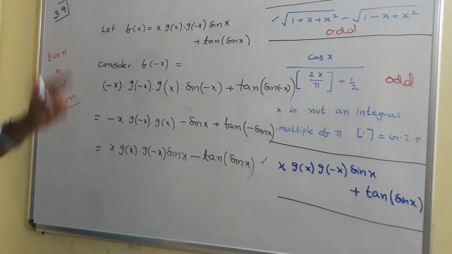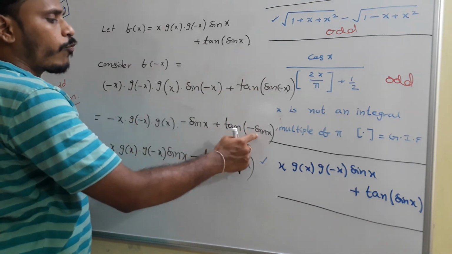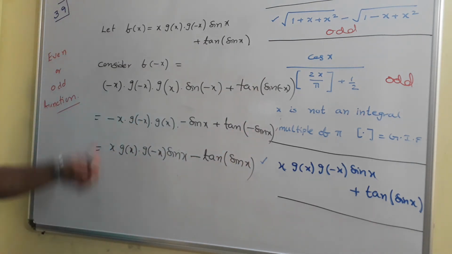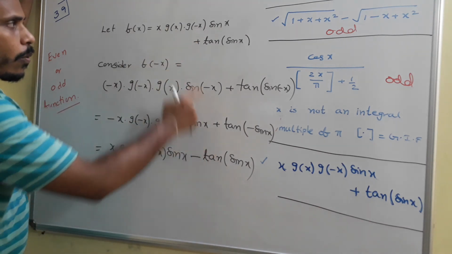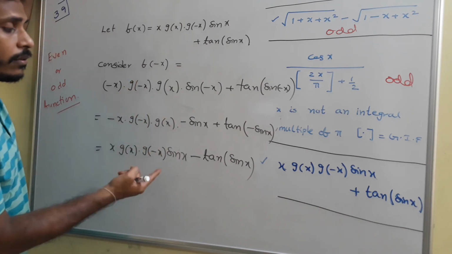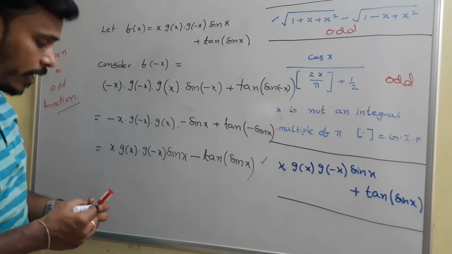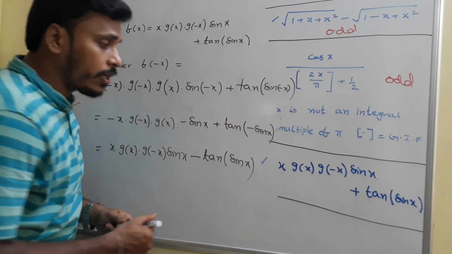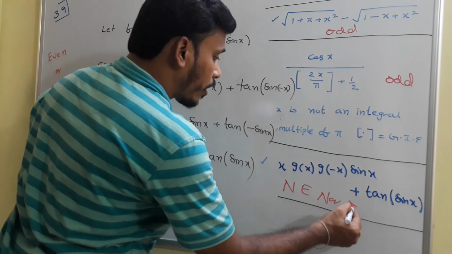The given function has tan of sine x. When you replace x with minus x, we get tan of minus sine x, which is minus tan of sine x. At the end, look at the given function and the result. Are they equal? No, they are not equal, and they are not differentiated by a minus sign either. That's why this last function is mentioned as neither an even nor an odd function.